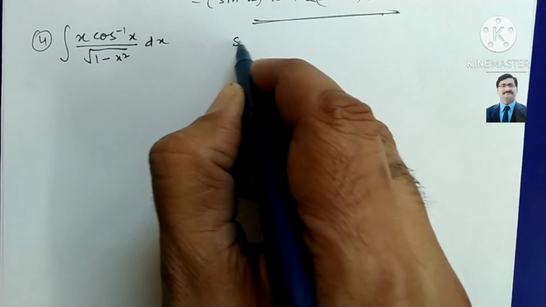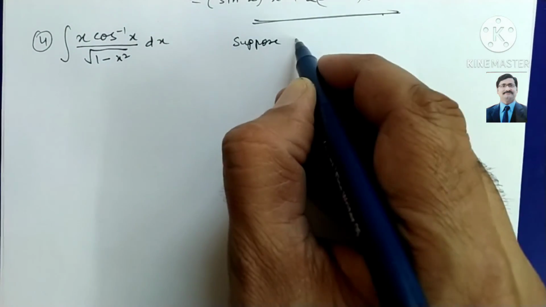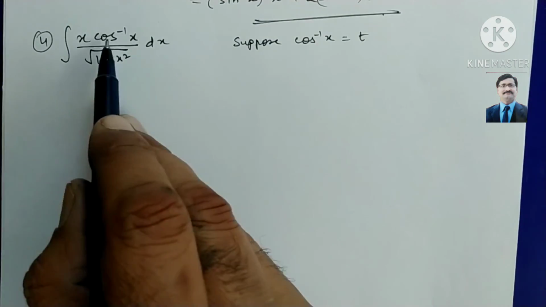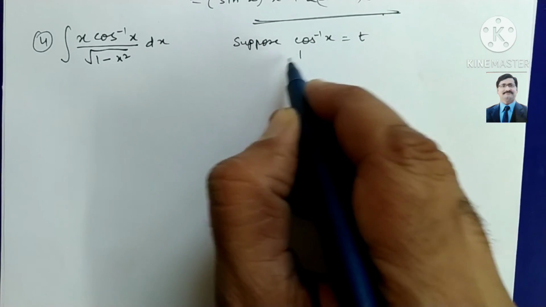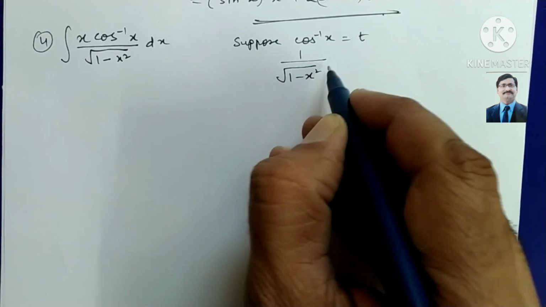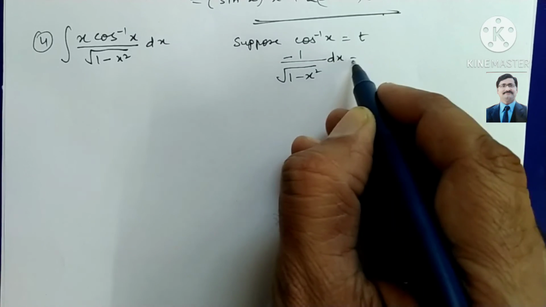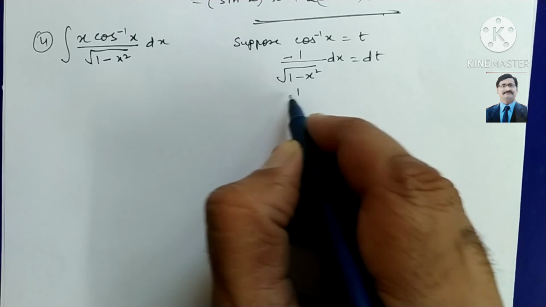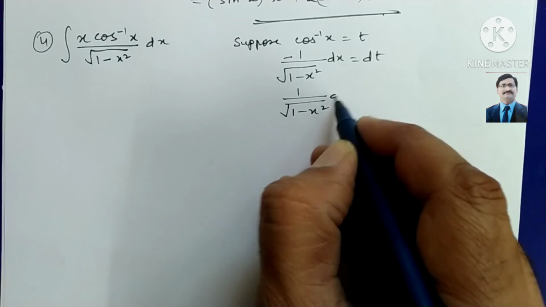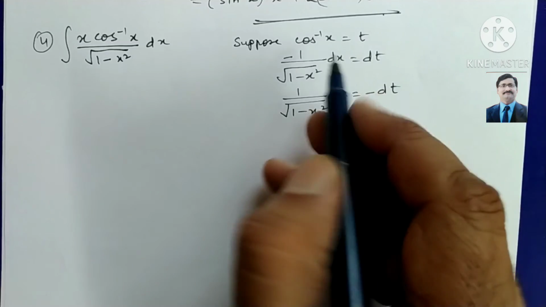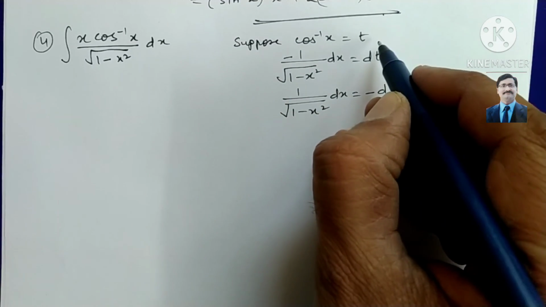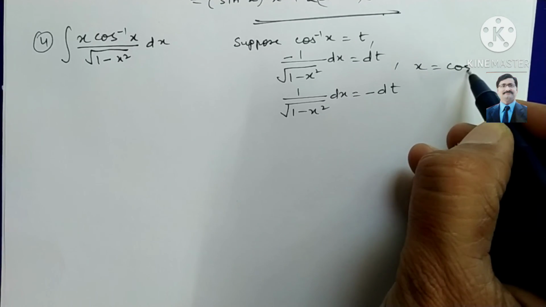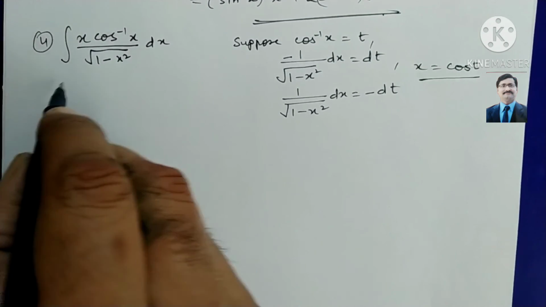Look here, integral x cos inverse x upon root 1 minus x square and dx. Here we will suppose cos inverse x equal to t. Look here, why we suppose this: because here the differential of cos inverse x we get. We will do the differential, we get 1 upon root 1 minus x square with a minus, dx equal to dt. This minus we will transfer, so we will get 1 upon root 1 minus x square dx equal to minus dt, and from here we get x equal to cos t.